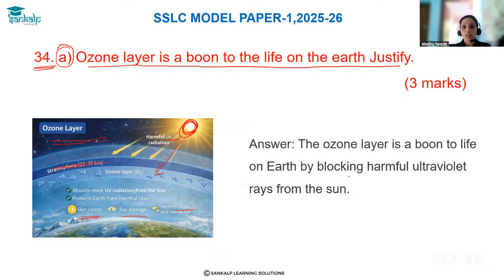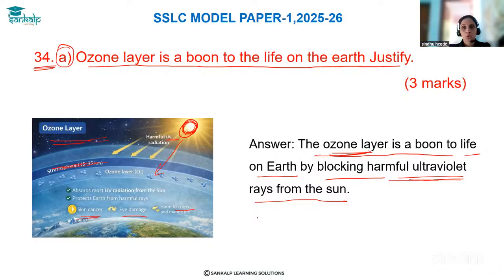So the ozone layer is a boon to the life on earth by blocking harmful ultraviolet radiations or rays from the sun. The main function of this ozone layer is that it prevents this harmful ultraviolet radiation which comes to the earth. Okay, so that's why we consider the ozone layer a boon to life on the earth.